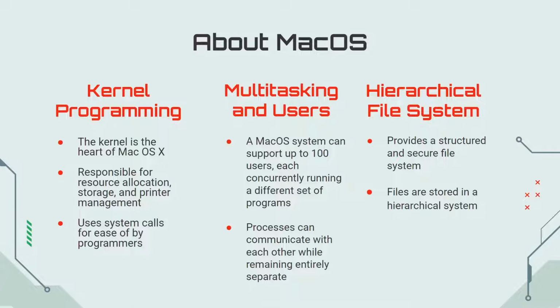Multitasking means Mac OS allows for up to 100 users to concurrently use the system, each running a different set of programs. These processes are able to communicate with each other whilst remaining entirely separate. Additionally, the per-user cost of the computer is lower when being used by many people, as no single user can hog the system resources. Mac OS is able to provide a structured and secure file system. All files are stored in a hierarchical system, meaning each folder is a subfolder of its parent.